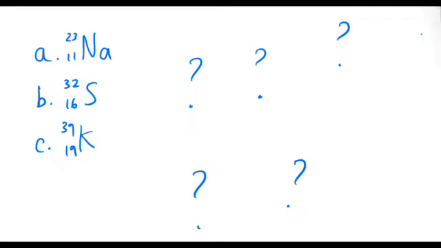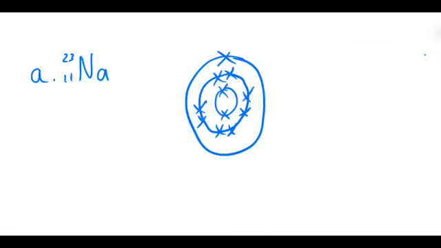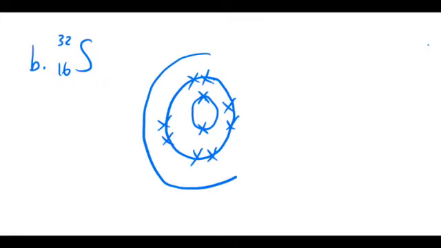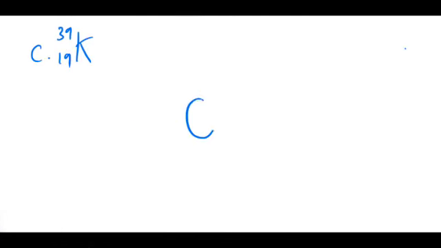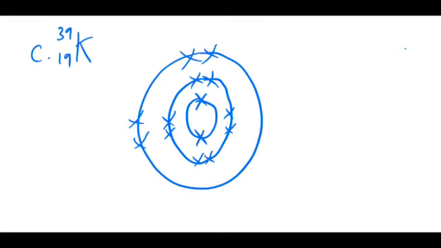So sodium has an atomic number of 11, 2 electrons in the first shell, and then we have 8 in the second, and then 1 in the third shell. In an atom of sulfur, we have 2 electrons in the first shell, followed by 8 in the second, and then finally 6 in the third. In an atom of potassium, we have 2 electrons in the first shell, 8 in the second, 8 in the third, and 1 in the last shell.